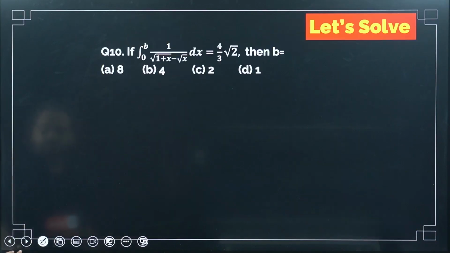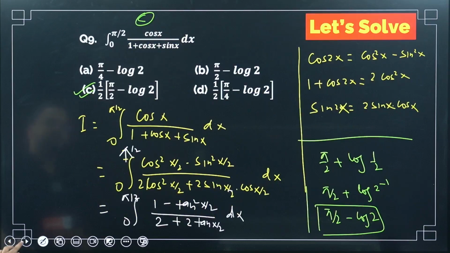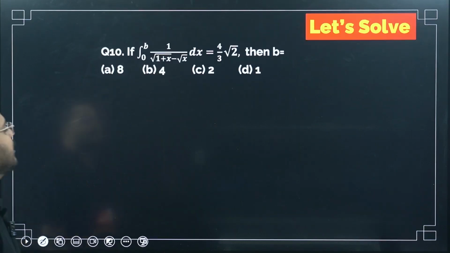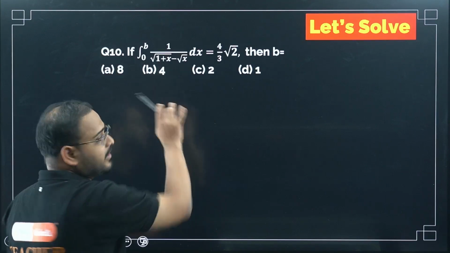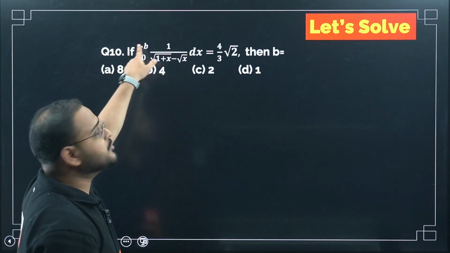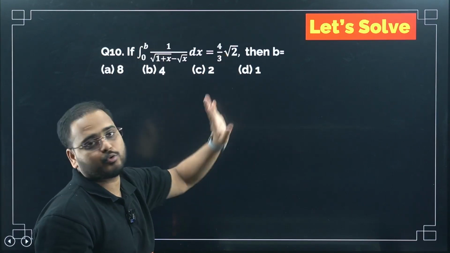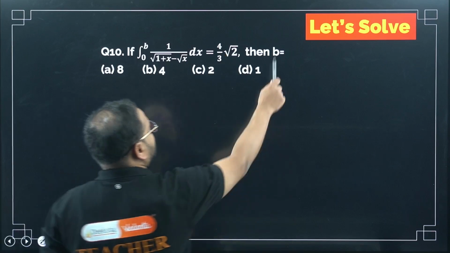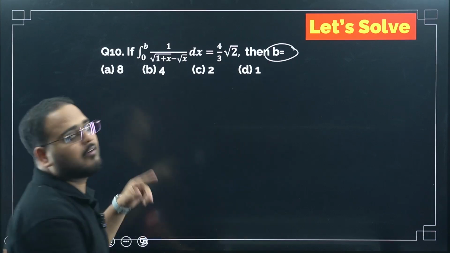Moving on. Please check, option number C was correct. Question number 10. Again, how will I solve this, sir? They have given, after integration with the limit 0 to b, I am getting the answer as 4 by 3 root 2. What is the value of b? Asking what is the value of b.